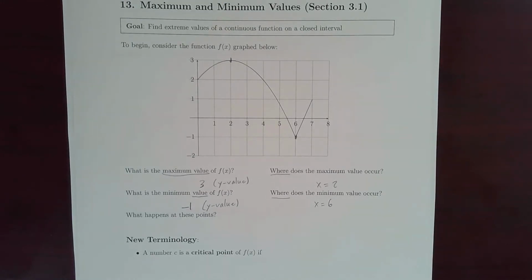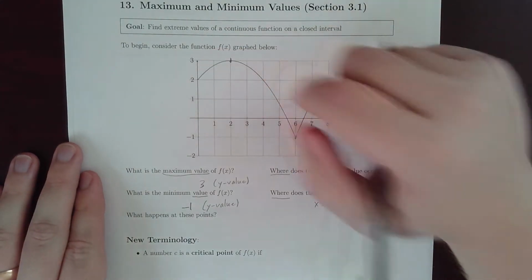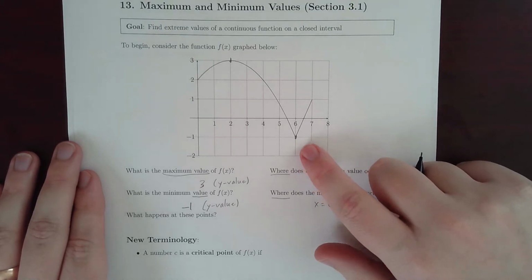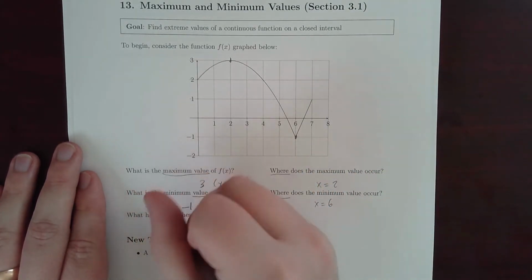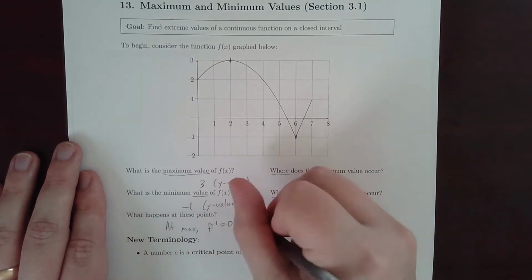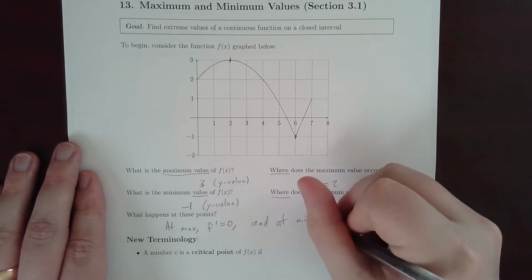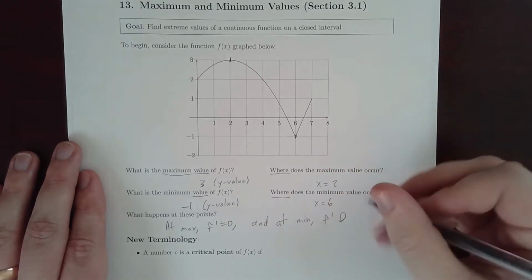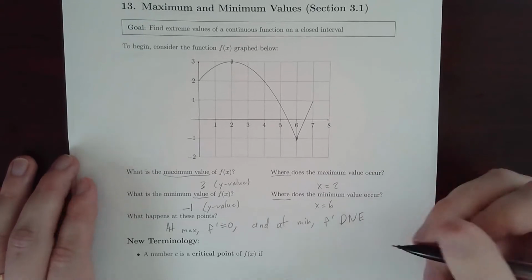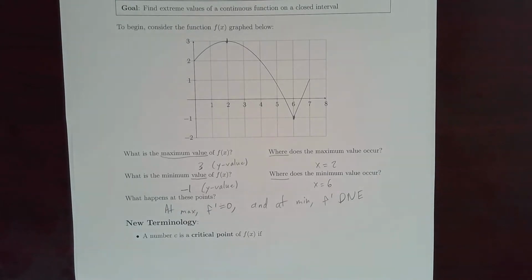So if we think about what's happening at these points, at the maximum, we have a horizontal tangent line. And at the minimum, we have something where it's not differentiable. So at the max, the derivative is equal to 0, and at the minimum, the derivative does not exist. Okay, so why do I bother bringing this up? Well, we're going to actually be able to use our derivatives in order to help us determine where our maximum and minimum values are for some function over an interval.